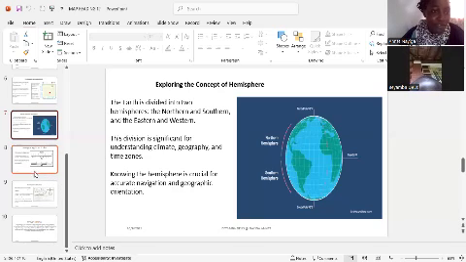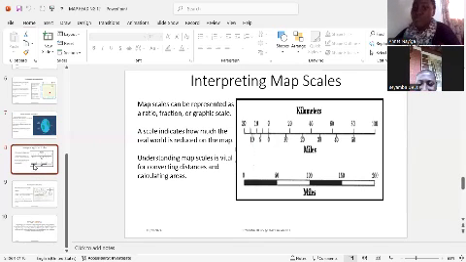Okay, thank you for that wonderful question. So now we are going to move to the next subtopic, which is scales on a map. So we are going to see how we interpret scales on a map. Remember, map scales can be represented either as a ratio, a fraction, or a graphic scale. The importance of a scale is that it indicates how much the real world is reduced on the map.